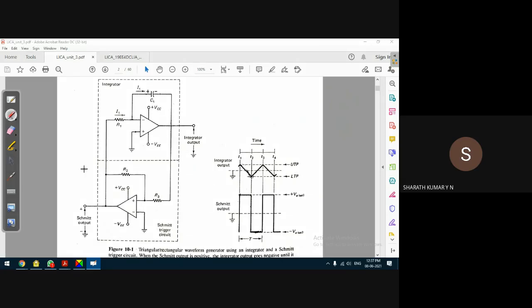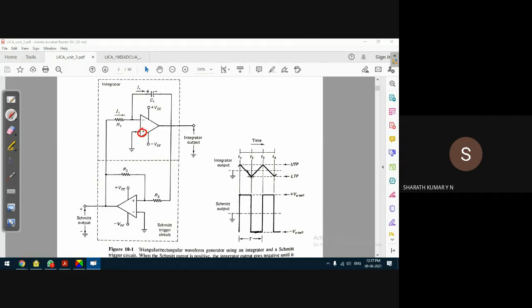The circuit we see now is a triangular and rectangular waveform generator. We have an integrator and a Schmidt trigger. The output of the integrator is connected to the input of the Schmidt trigger circuit, and the output of the Schmidt trigger circuit is connected to the input of the integrator circuit. It's very simple.